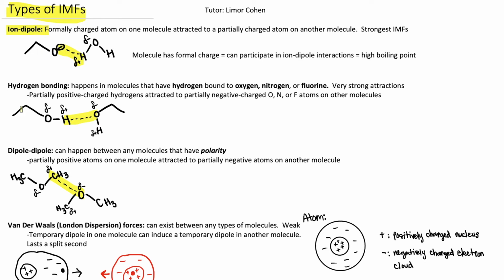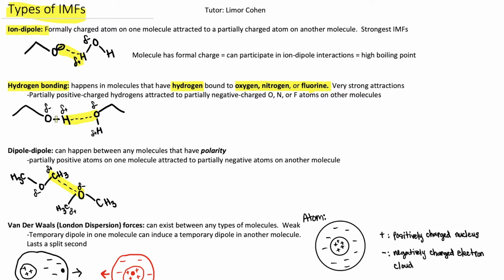The next strongest type of IMF is hydrogen bonding. Hydrogen bonding happens in molecules that have hydrogen covalently bound to oxygen, nitrogen, or fluorine. We need to remember that these elements are all very electronegative. So when we look at the bonds between hydrogen and any of these elements, so in our example, oxygen is a lot more electronegative than hydrogen, giving it a partial negative charge, which gives our hydrogen a partial positive charge.